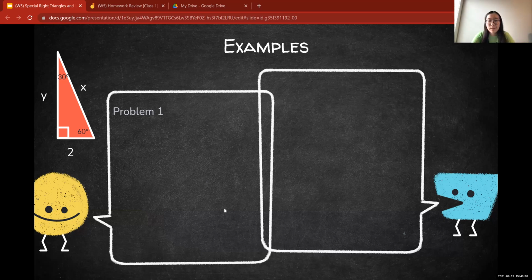Okay, so let's do some example problems. You can see a triangle on the left over there, and find x in that triangle. It is a 30-60-90 right triangle, as you can see by the labels. So what relationship would it have?